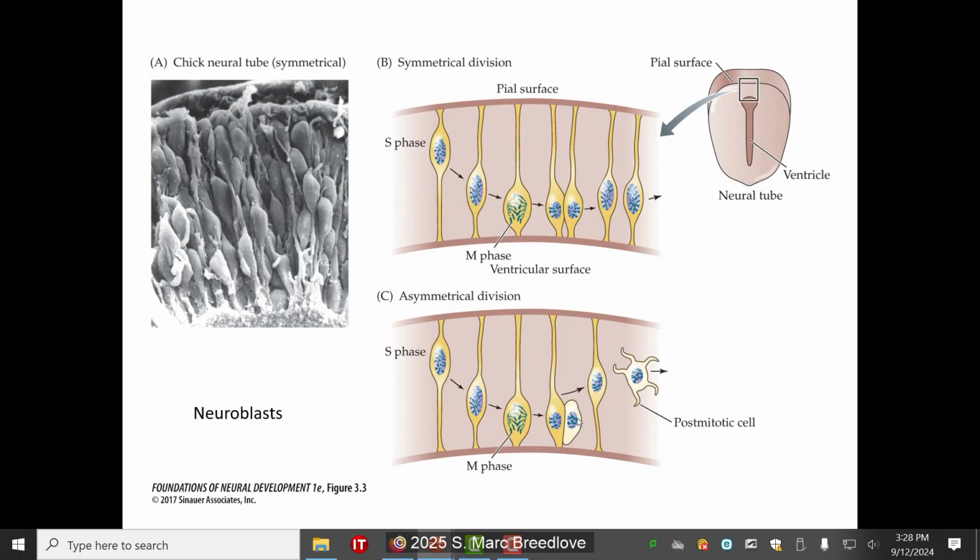And all of this you've heard of before, right? We call these cells that are busy dividing neuroblasts, because they're going to give rise to neural cells, neurons and glia.